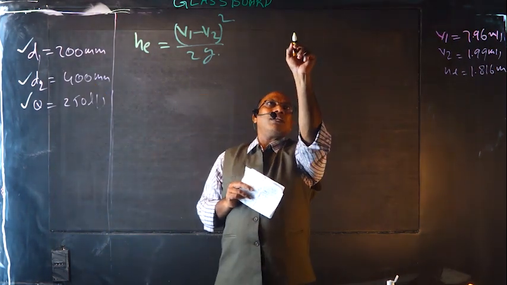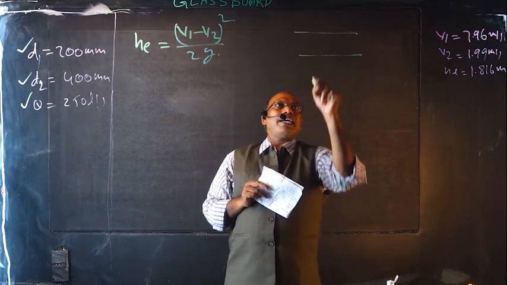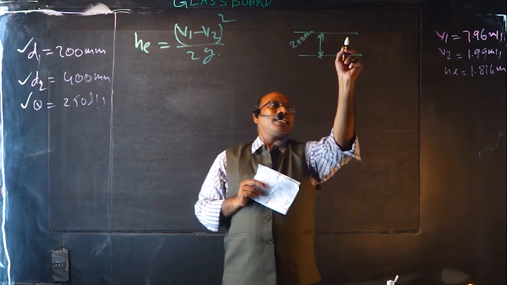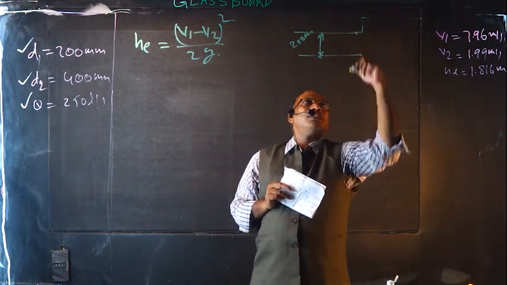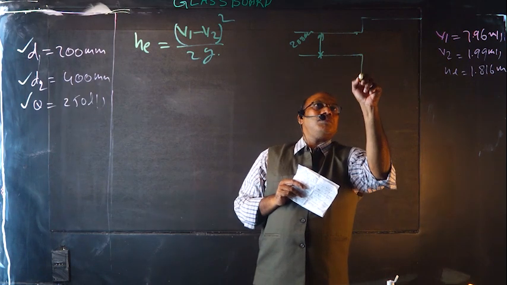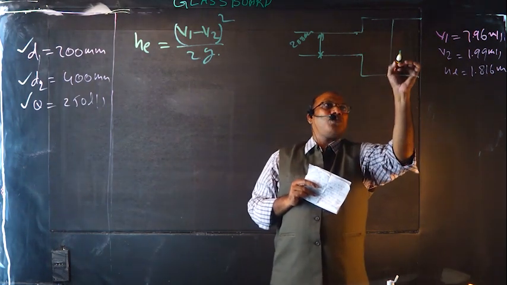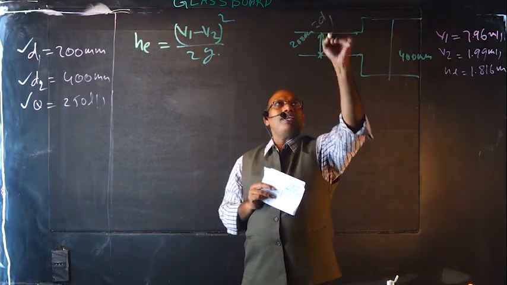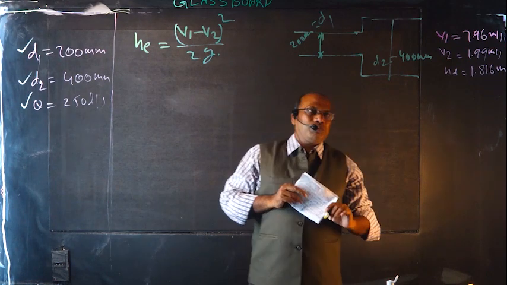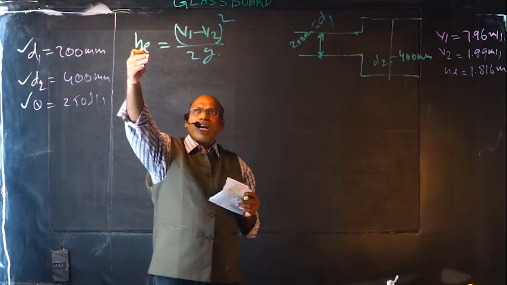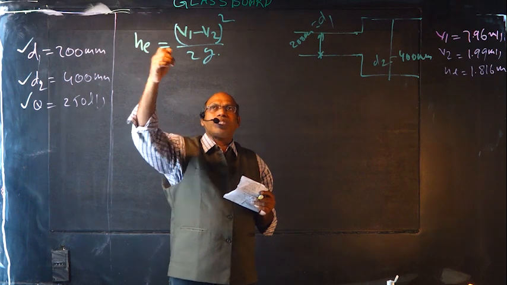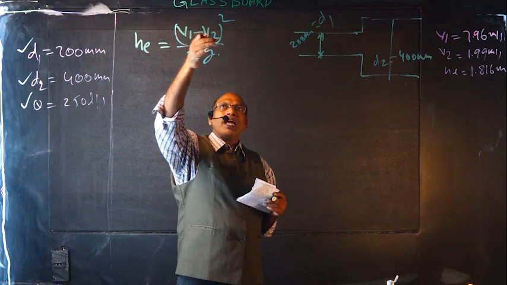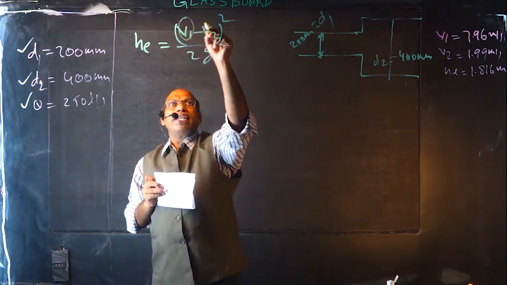Here, this is one pipeline. The diameter is 200 mm, that is enlarged to a diameter of 400 mm. This is equal to D1, this is equal to D2. But for the determination of head loss due to expansion or enlargement, HE is equal to V1 minus V2 whole square divided by 2g. V1 and V2 are not given directly.